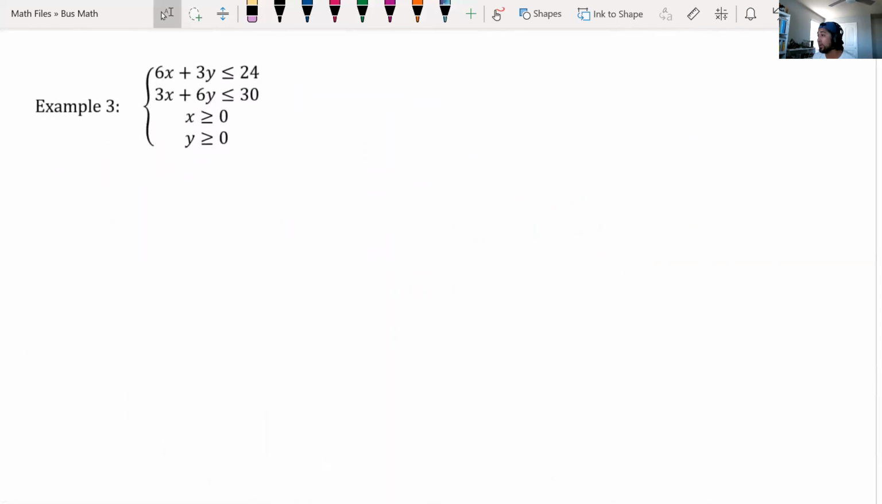So example 3, same thing. Get these equations, find their X and Y intercepts, plot them, find the corner points. Remember that these are the non-negative restrictions, which keep us in the first quadrant, right? So these are the non-negative restrictions, and they keep us in the first quadrant.